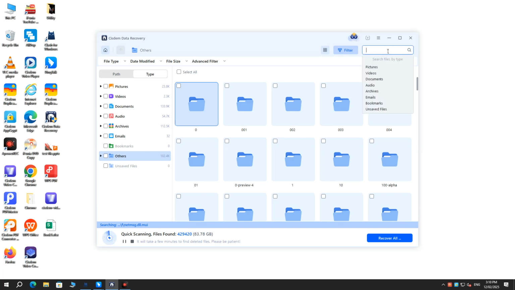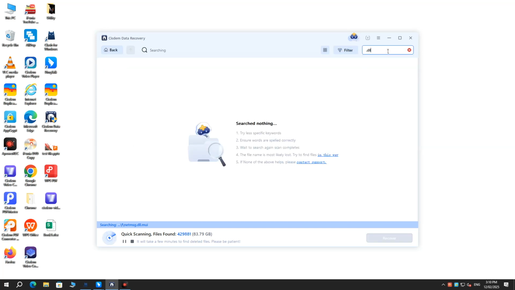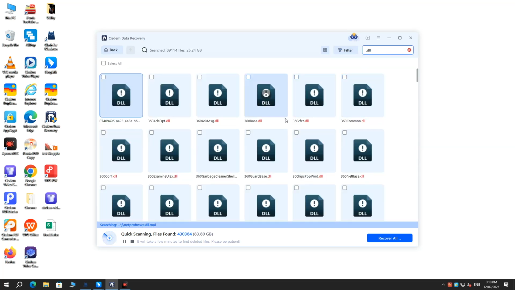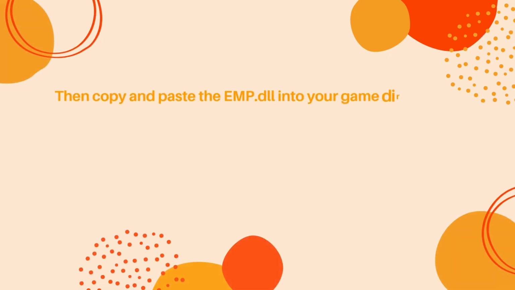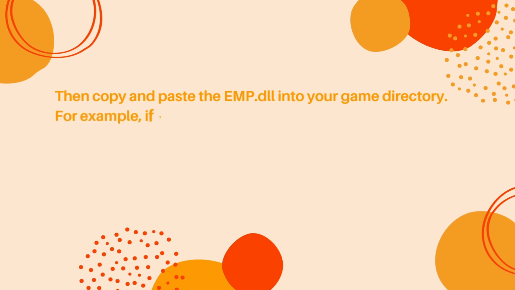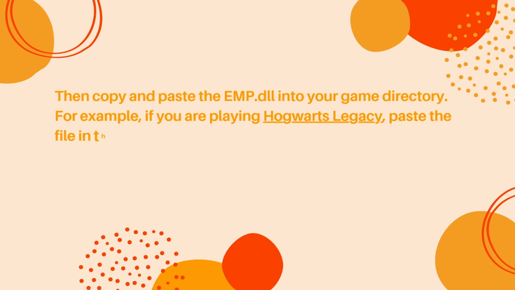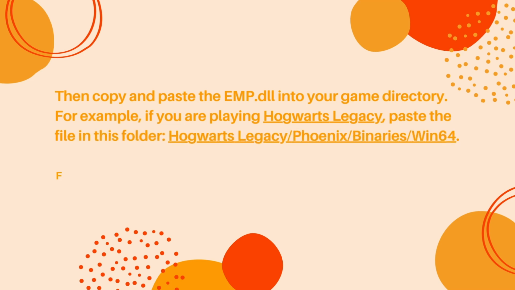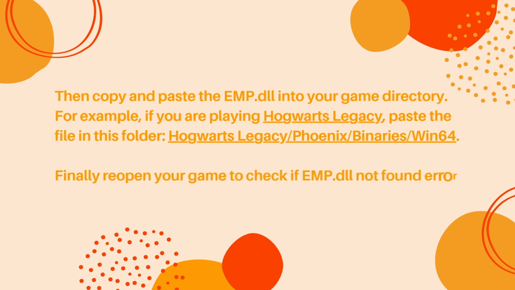Or you can do a quick search in the search box at the top right corner. Find and select the EMP.dll file. Click Recover for retrieval. Then copy and paste the EMP.dll into your game directory. For example, if you are playing Hogwarts Legacy, paste the file in this folder, Hogwarts Legacy, Phoenix, Binaries, Win64. Finally, reopen your game to check if EMP.dll not found error has been solved.